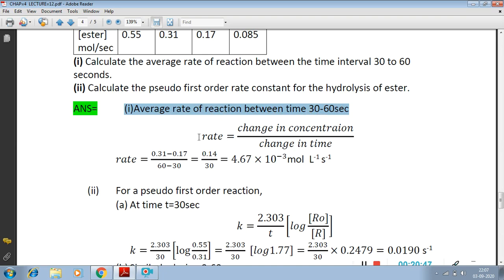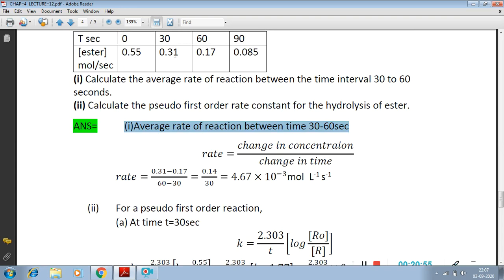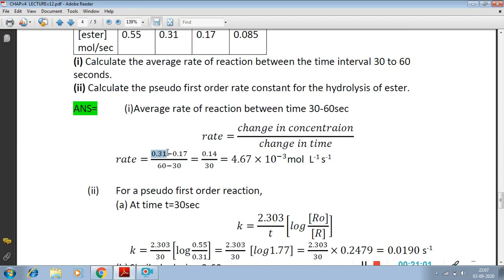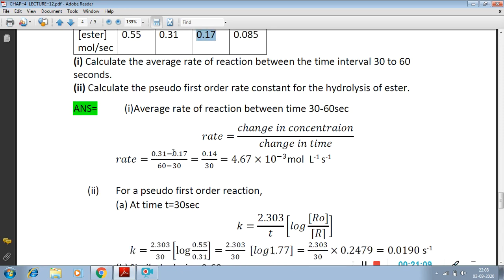So rate is equal to change in concentration divided by change in time. You can see here at 30 seconds the concentration was 0.31, so I have written 0.31 first, minus at 60 seconds the concentration is 0.17, divided by change in time, that is 60 minus 30. That will give us 0.14 divided by 30, so you can get 4.67 into 10 raised to minus 3 mole per liter per second.